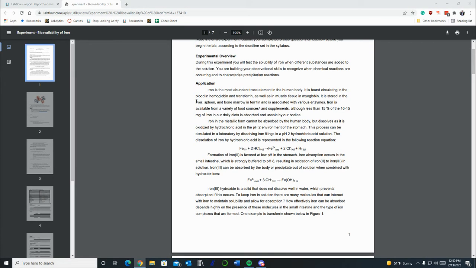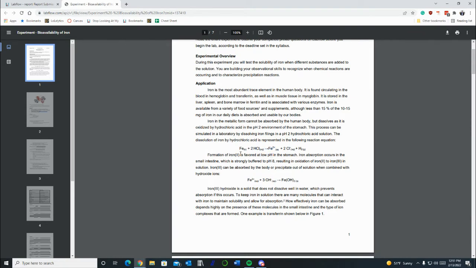In this introduction here, it's talking about how iron is an important part of our diets, but it can have issues being absorbed in the small intestine. What happens is you have solid iron that gets dissolved in your stomach acid at a pH of 2, and it turns into this iron 2 plus ion that can be absorbed whenever it reaches your small intestine.